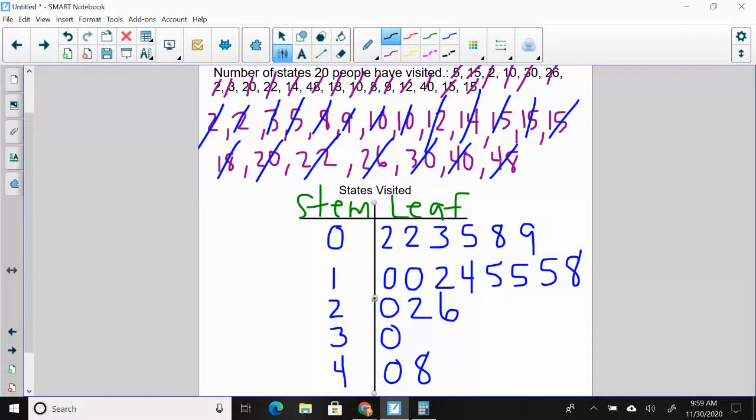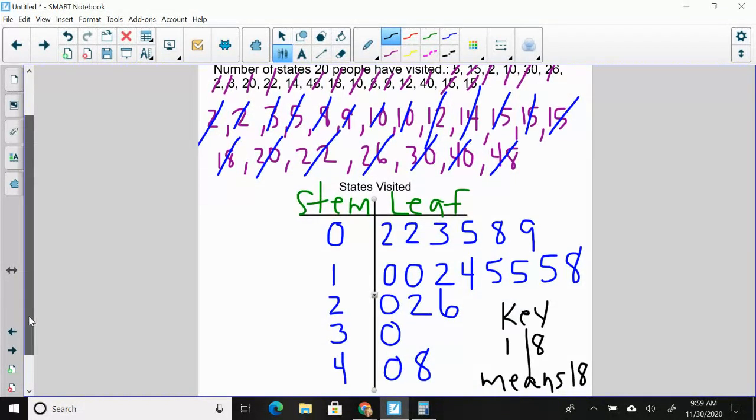And our key simply can just look like this. We could say 1 and 8 means 18. Okay. And now we need to figure out the mean, median, mode, and range.